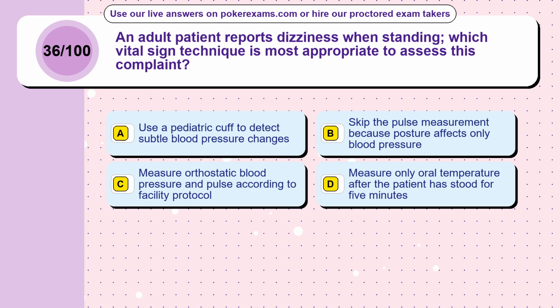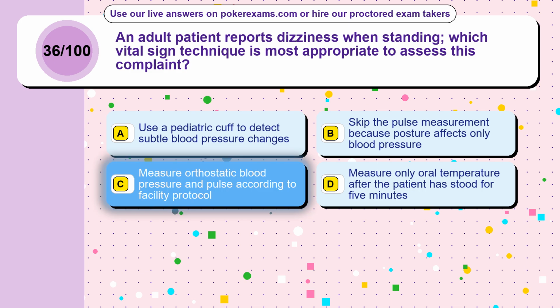Question 36. An adult patient reports dizziness when standing. Which vital sign technique is most appropriate to assess this complaint? Option A. Use a pediatric cuff to detect subtle blood pressure changes. Option B. Skip the pulse measurement because posture affects only blood pressure. Option C. Measure orthostatic blood pressure and pulse according to facility protocol. Option D. Measure only oral temperature after the patient has stood for 5 minutes. The correct answer is option C.